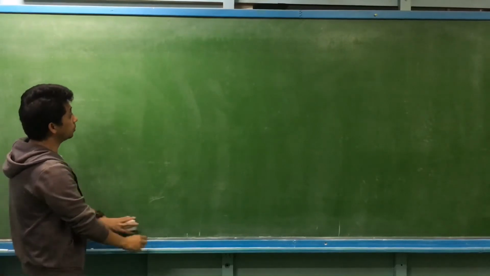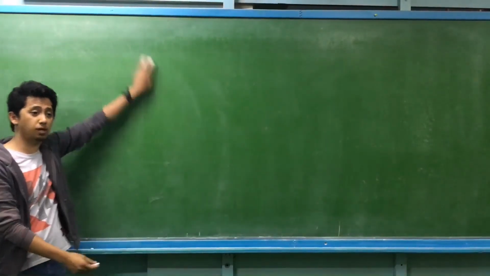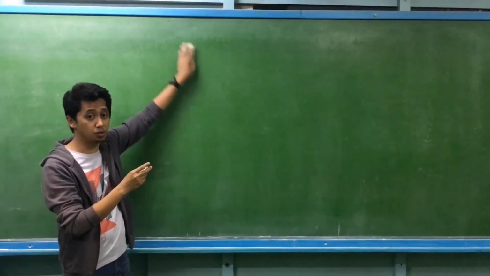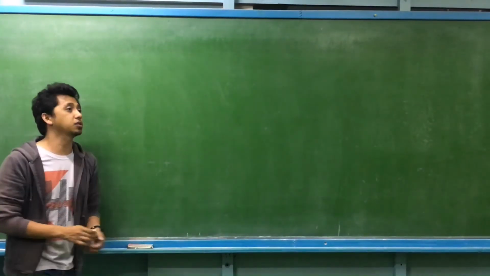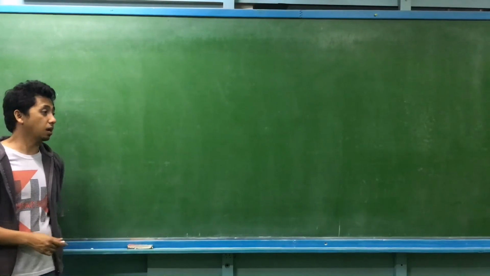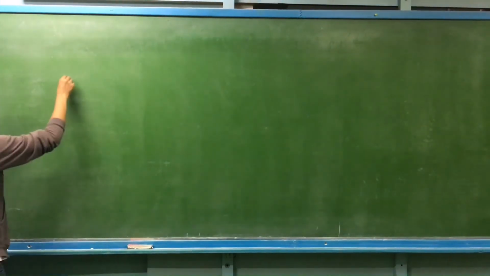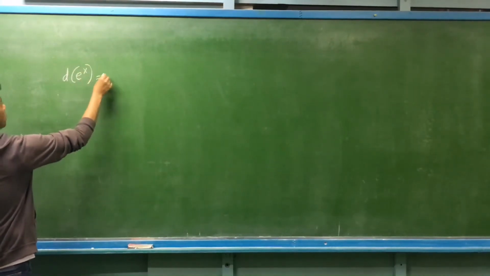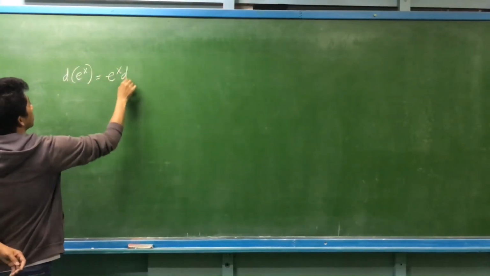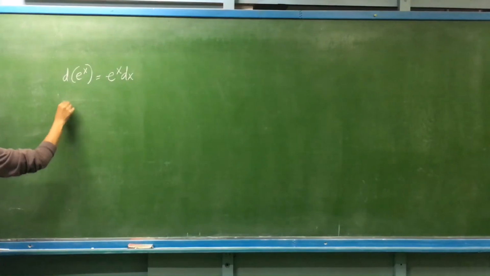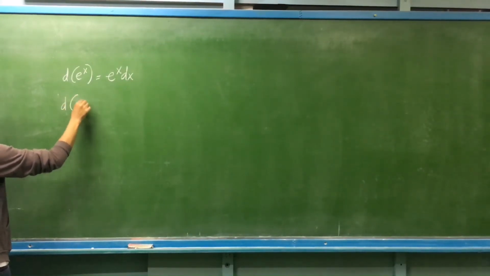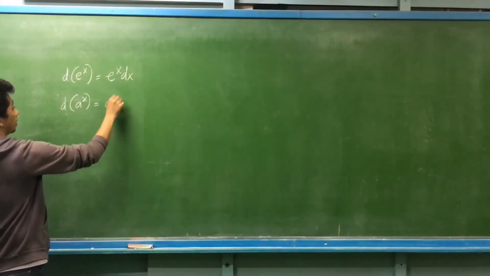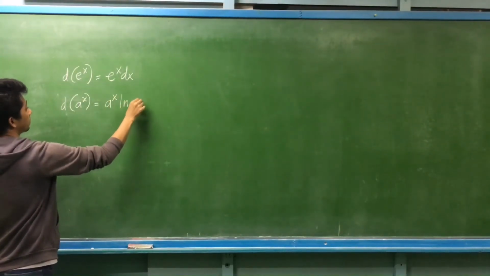We proceed to differentiation of exponential and logarithmic functions. Basically, these two are inverses. The inverse of the exponential function is the logarithmic function. For example, the derivative of e raised to x is e raised to x dx. The derivative of a raised to x is a raised to x ln of a.